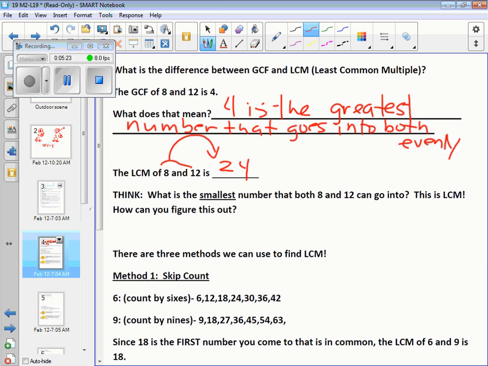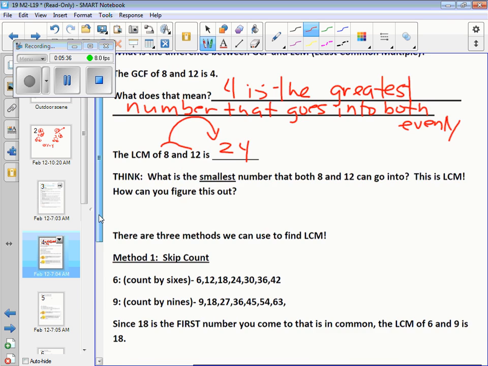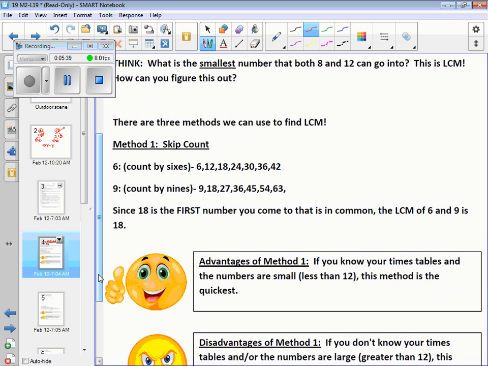I'm going to show you 3 different ways to find LCM, and we'll practice it today and tomorrow. And then in the end, you pick what works best for you. And I'll give you the advantages and disadvantages of each. Method 1 we call skip count. So let's say I want to find the LCM of 6 and 9. You can count by 6s, count by 9s, and the lowest number that you come to in common, in this case 18, that's your LCM.